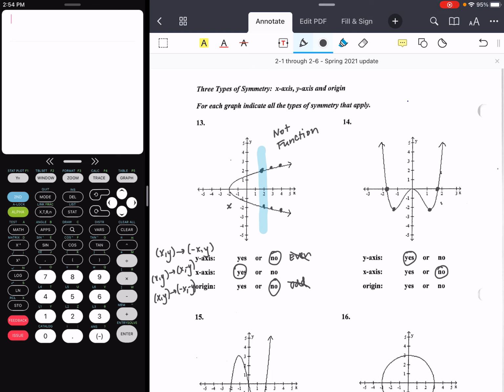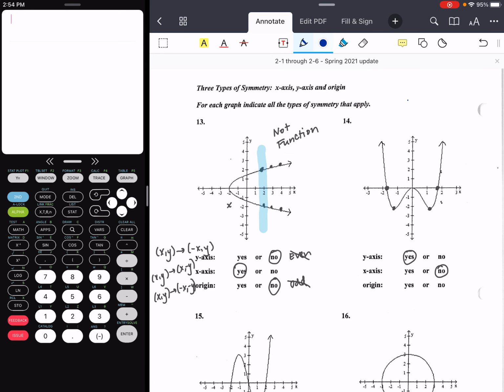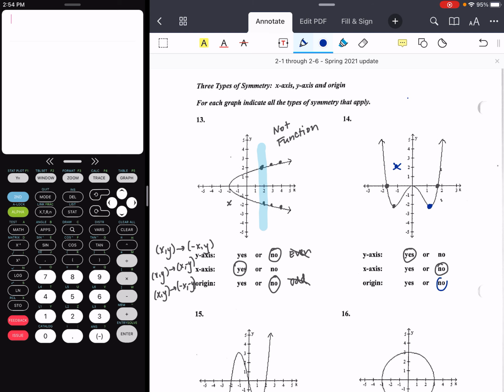And I don't see origin symmetry either. So it's not exactly this point, but let's call this 1, negative 2-ish, something like that. So then I should see a negative 1, positive 2-ish point up here, but I don't. So I also don't have origin symmetry. Because I don't have origin symmetry, I know it's not an odd function, but I see y-axis symmetry. So this is an example of an even function, and I can tell that graphically.